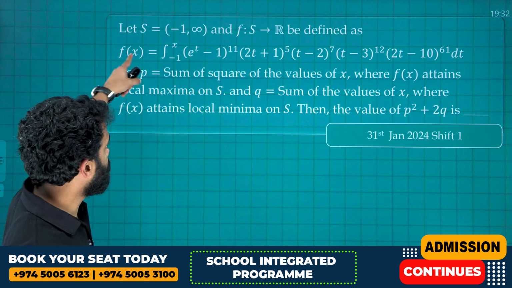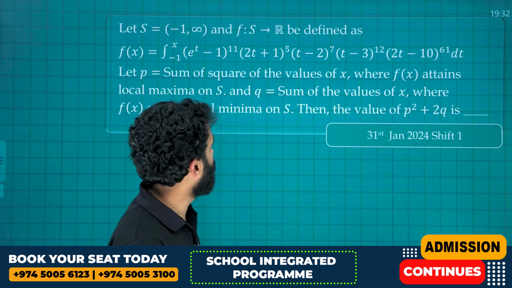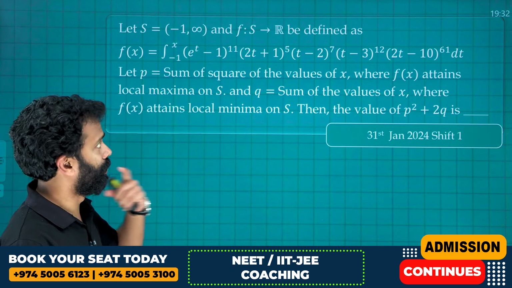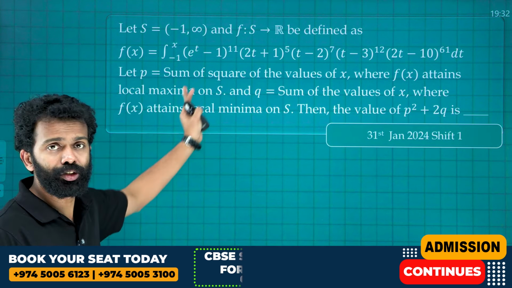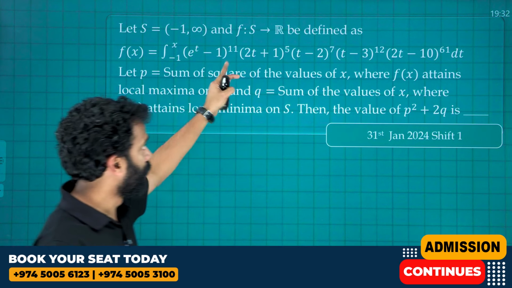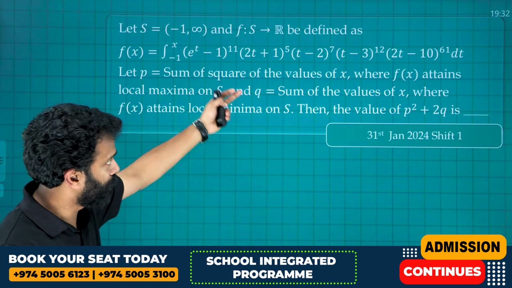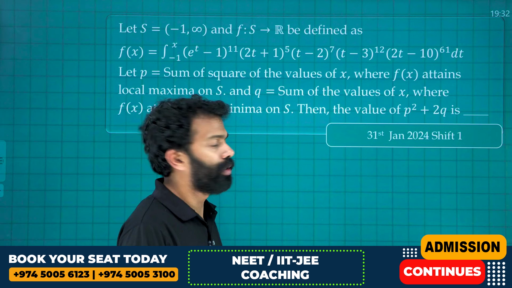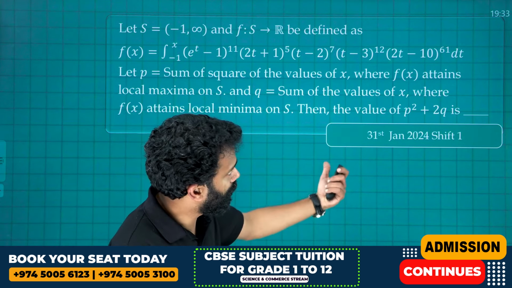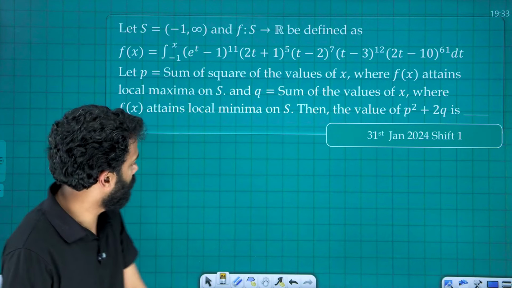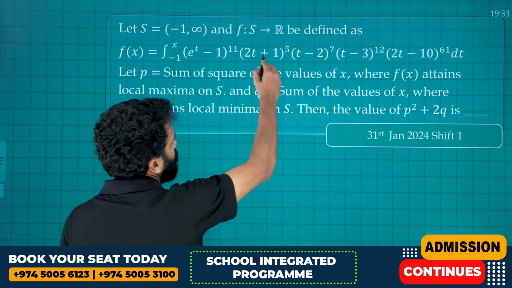It is given that S is equal to (-1, infinity) and f is a function from S to real numbers, defined as f(x) = integral from -1 to x of (e^t - 1)^11 (2t + 1)^5 (t - 2)^7 (t - 3)^12 (2t - 10)^61 dt. Okay, so slight correction over here, it is actually negative 1.